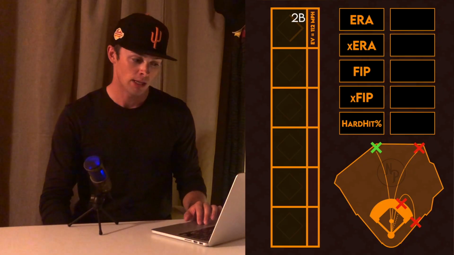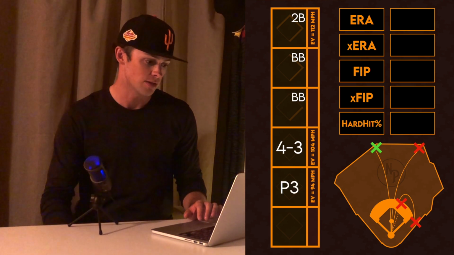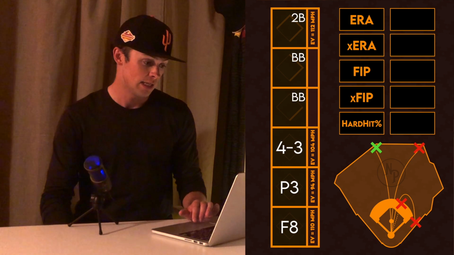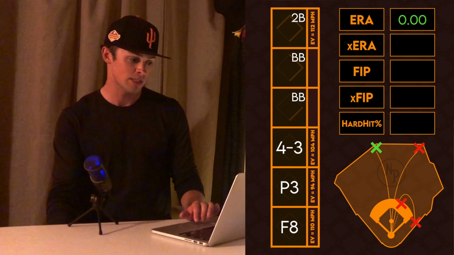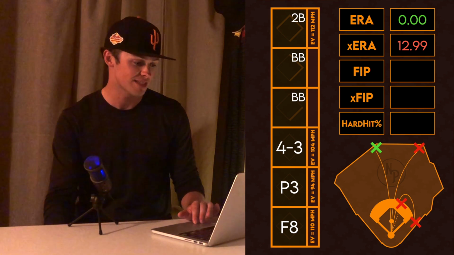Let's check out a pitcher getting really lucky. Line drive double, walk, hard ground ball in the hole to the second baseman, pop out to first, and a demolished fly ball caught in the deepest part of Oracle Park. ERA is a cool 0.00, xERA is 12.99, so we're kind of all over the place here.